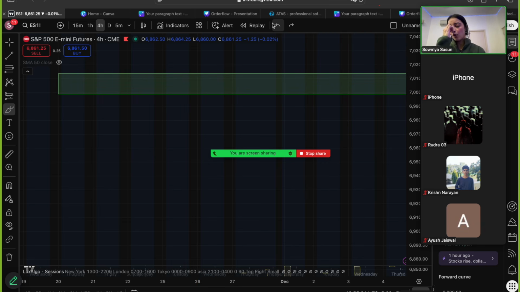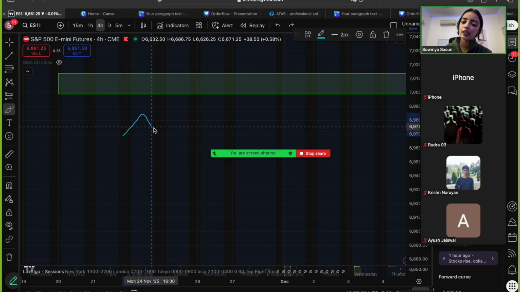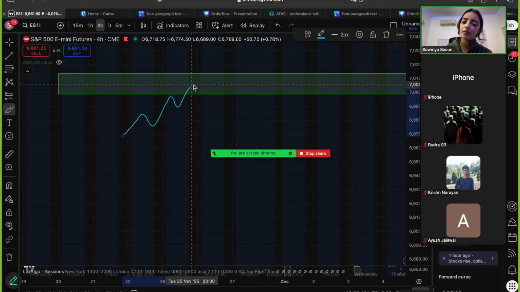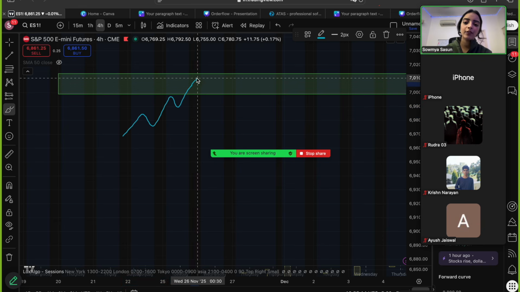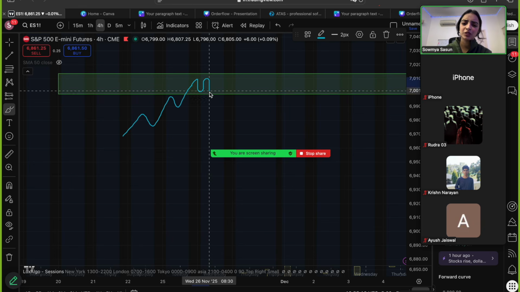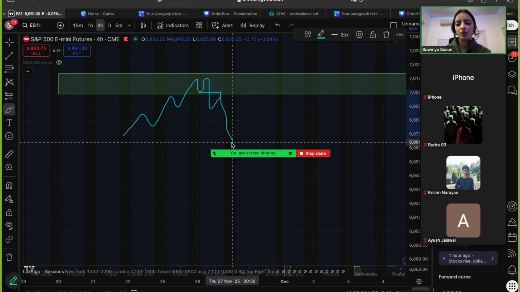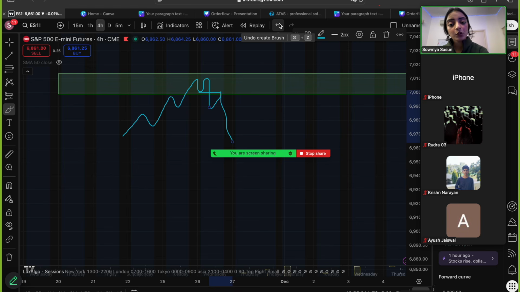Now, what I want to tell is that some people mark a supply region on a higher time frame, then change to a lower time frame and wait for a market structure shift or whatever, and then they look for a pattern like this. That's when they enter into the short trade and then it goes down. I used to do that too.